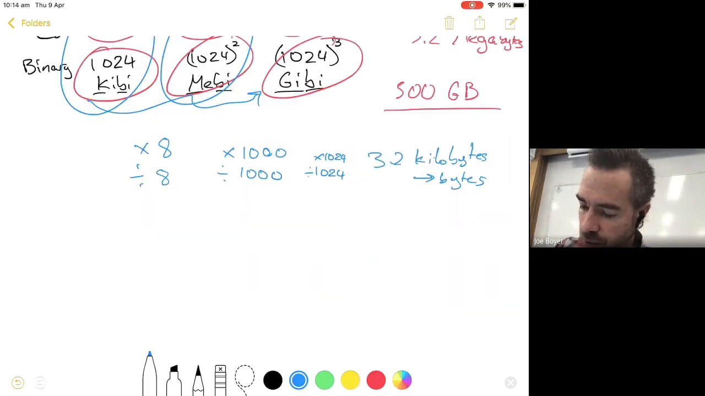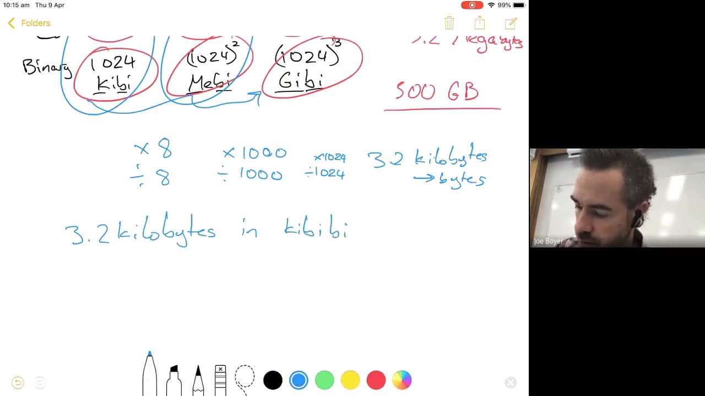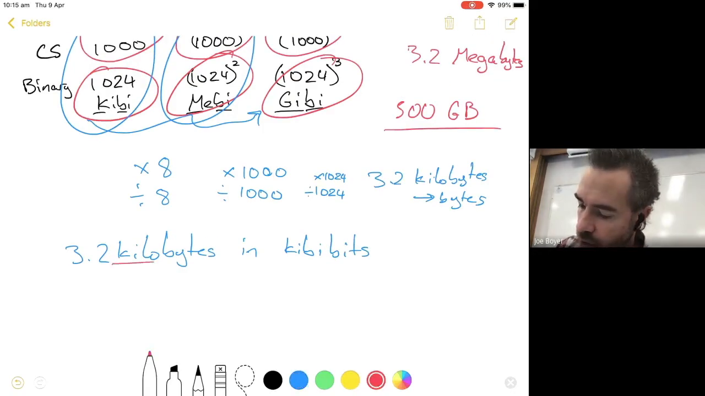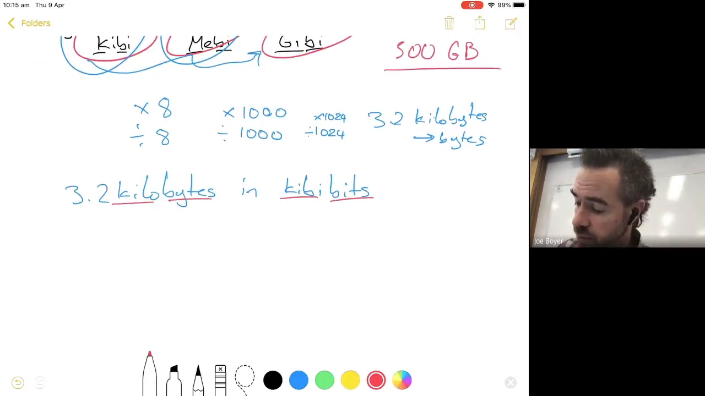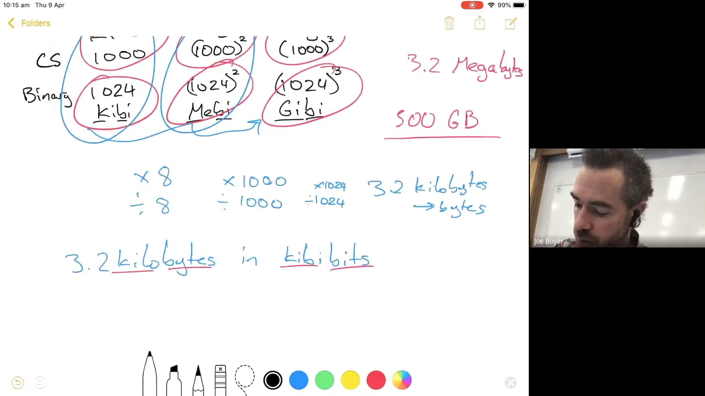So if we're converting 3.2 kilobytes into kibibits, there's a couple of things happening here. First of all, we need to change kilo into kibi. We also need to change bytes into bits. The easiest thing nearly always is to go all the way down to bits as my basic unit. So I'm going to work out, okay, how many bits are there in 3.2 kilobytes?